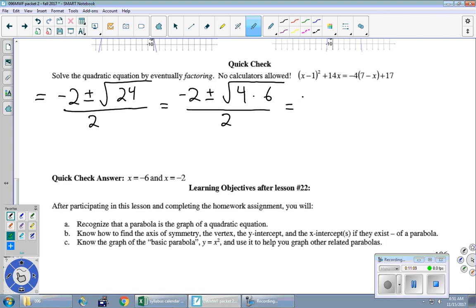Okay, lots of copying again, -2 plus or minus. And the point of factoring 24 in this particular way is that the square root of 4 comes outside. What is it? 2. And the square root of 6, that's still there, right? So the 4 came outside, 6 stays inside. That is how we simplify the square root of 24. Don't forget, it's still all divided by 2.